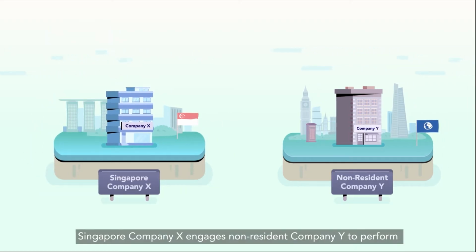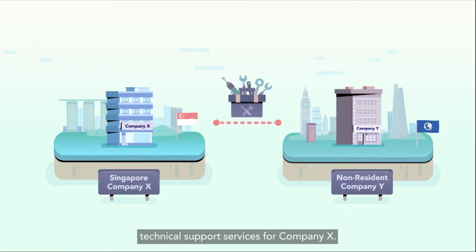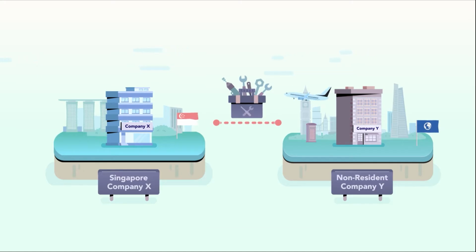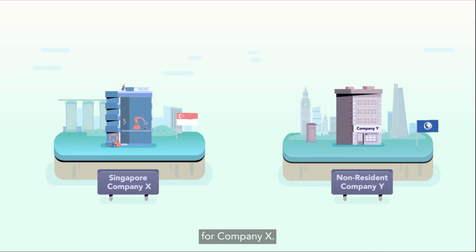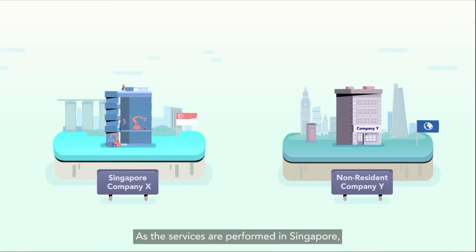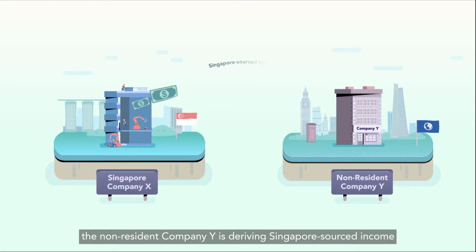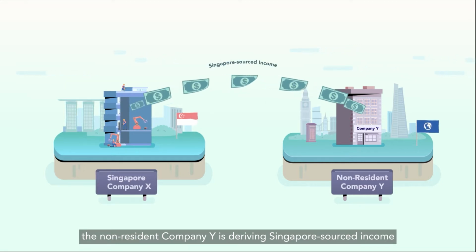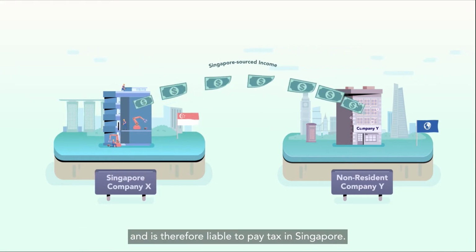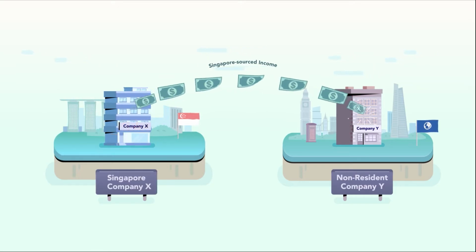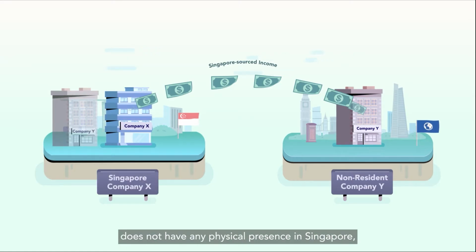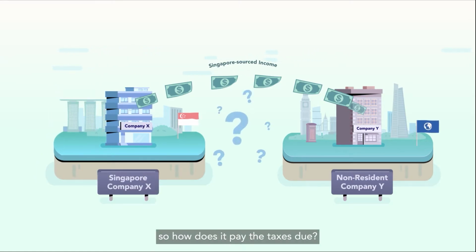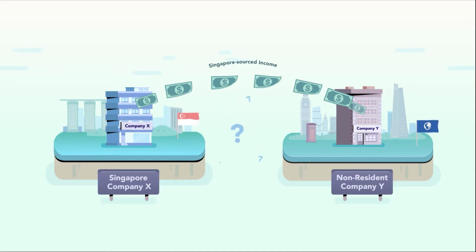Singapore Company X engages non-resident Company Y to perform technical support services for Company X. Company Y sends employees to Singapore to perform the services for Company X. As the services are performed in Singapore, the non-resident Company Y is deriving Singapore-sourced income and is therefore liable to pay tax in Singapore. But hold on, the non-resident Company Y does not have any physical presence in Singapore, so how does it pay the taxes due?